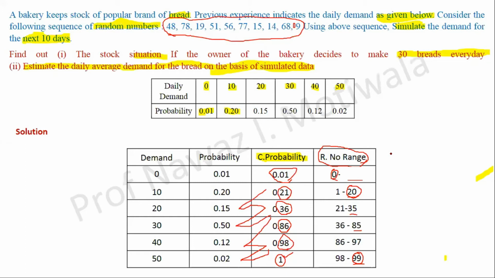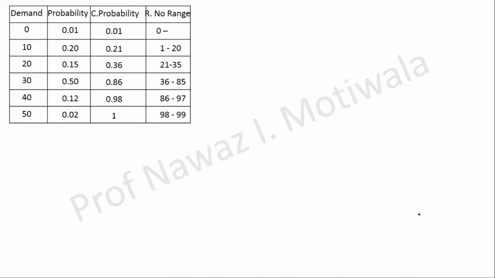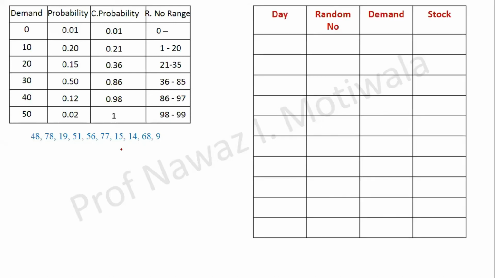Now let us make the next table, that is the simulation table, which will be our solution table. For that, I have kept this table here for your reference, what we have calculated in the earlier slide. And the random numbers given to us in the question are 48, 78, 19, 51, etc. Now let us make our solution table. So the solution table will be like this.